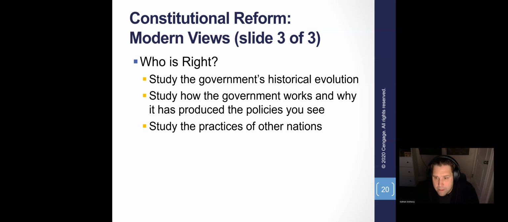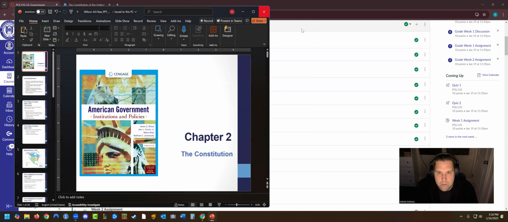Well, we study the government's historical evolution. We see what has happened in the past, what has worked, what hasn't worked, what has led to contention and potential problems, and what isn't necessarily the worst decision for us to potentially make with regard to the government. We should study how the government works and why it has produced the policies that we see. And we might want to study the practices of some other nations. So bringing in maybe some comparative politics to understand our own perspectives and our own philosophies, and the social dynamics and the political philosophies and the political systems that we ultimately base most of our decisions on, which is going to be, again, the basis of a lot of the discussions that we're going to have in future weeks as we move along here.